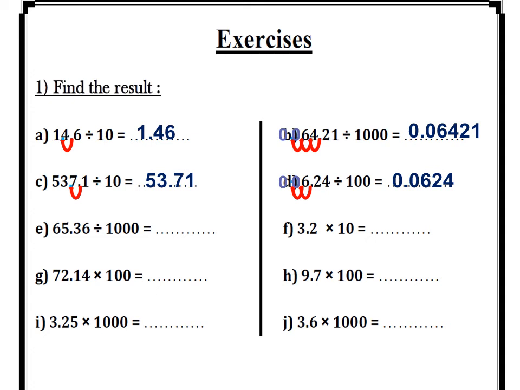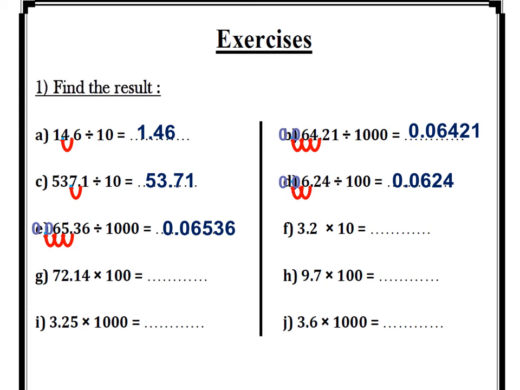E, 65.36 divided by 1000, 3 zeros, 3 steps, 1, 2, 3. An empty space is found. I'm going to fill it up with 0. So the answer is going to be 0.06536.